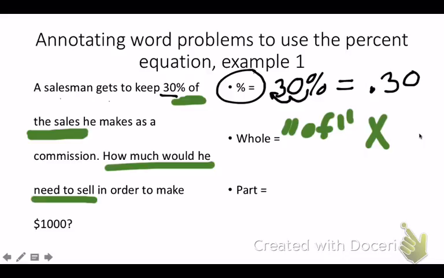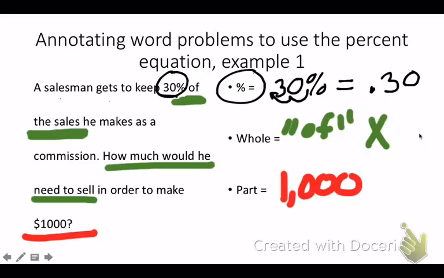A salesman gets to keep 30% of the sales he makes as a commission. How much would he need to sell in order to make $1,000? First of all, $1,000 is the only number that's left in there, so it kind of has to be my part. But it also makes sense if I think about it logically. He wants to make $1,000, and in order to do that, he's got to actually sell more than $1,000 because he only gets to keep 30% of his sales. So it makes sense that the whole amount would be what his sales are, whereas the part is the amount of money that he would make.